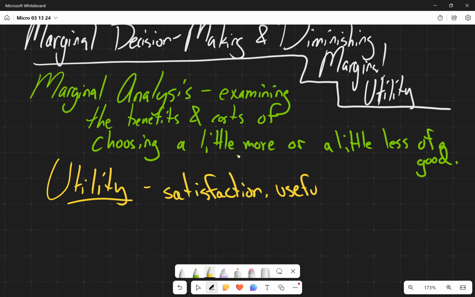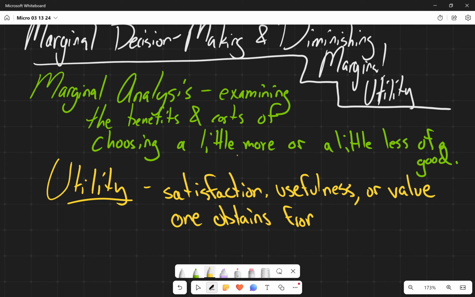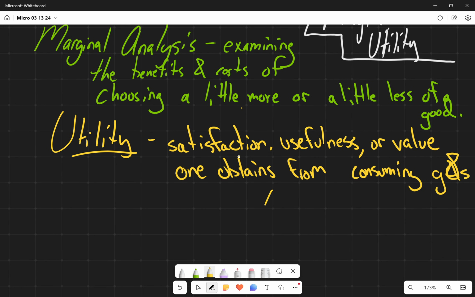usefulness, or value that one obtains from consuming goods and services. So this is a made-up thing, and we even have a made-up denomination for it. It's called utils, right? So you say like, that thing gives me 100 utils.